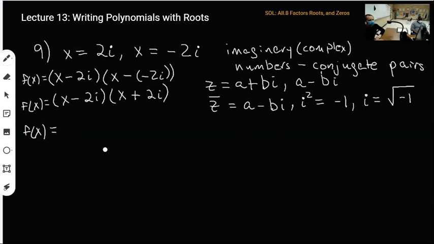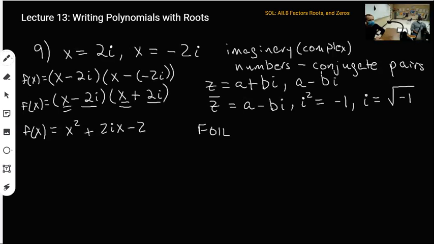Okay. So now that I've got x minus 2i and x plus 2i, I can do the FOIL method. So let's underline the first two terms, x and x. That's going to give me x squared. The outer two terms, we're going to underline the outer two terms. That would be positive 2i and x. So when I multiply those two together, I'm going to get 2ix. The inner two terms come next. So I'm going to underline the negative 2i and the x.